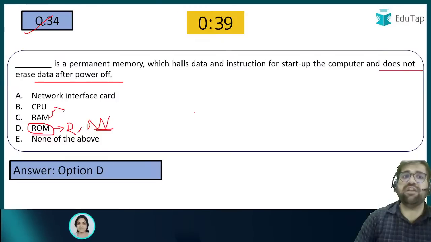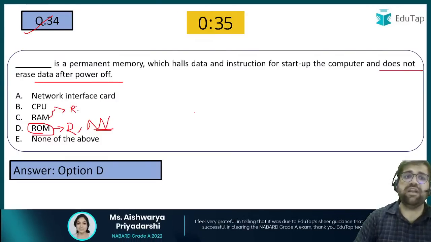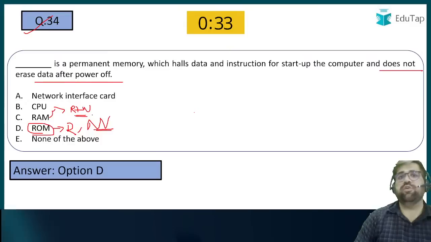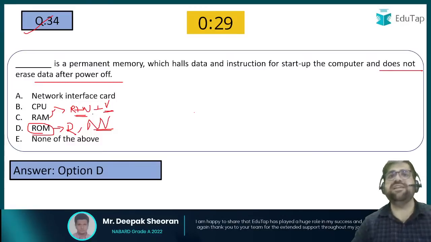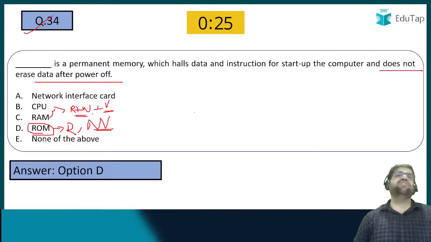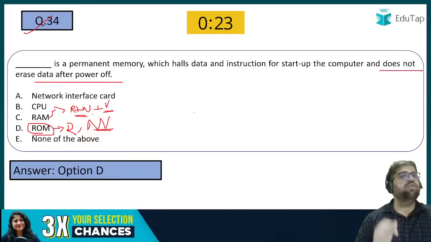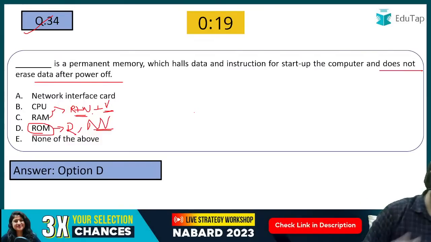But the other counterpart, which is your RAM, that is your random access memory. Under this, you can read plus you can write also. But this particular memory is volatile in nature. Volatile means the moment you switch off your computer, your memory will be lost if it is not saved. So these are the two different types of memories which you have to remember. Please, a question on RAM and ROM will definitely come.